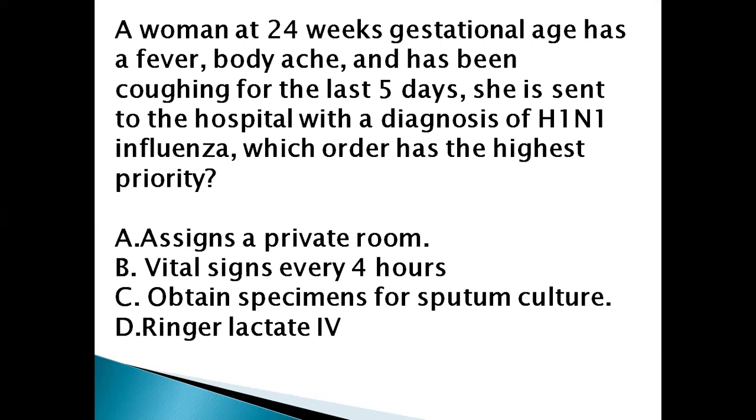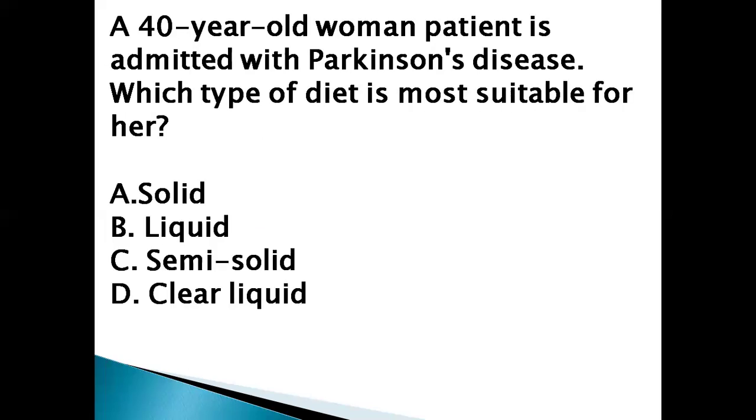So you have to remember here, H1N1, what kind of disease is it? It is airborne. Okay, so you have to be very careful. Ensure that you provide a single room, a private room, for the patient. That is the first priority action. After that, you put on personal protective equipment and go and check the vitals, sputum culture and the IV line. Got the point? So what will be the answer here? H1N1 influenza: the first priority is to assign a private room. Always remember, take the best answer. Don't get confused; all the answers will be correct. Okay, let's see the next one.